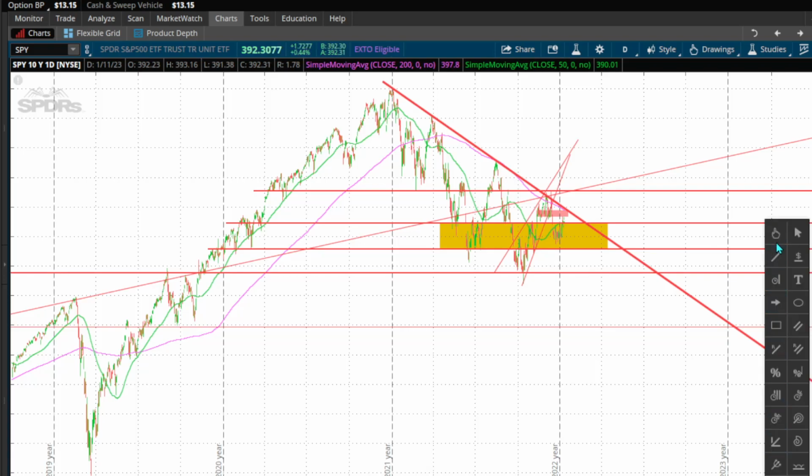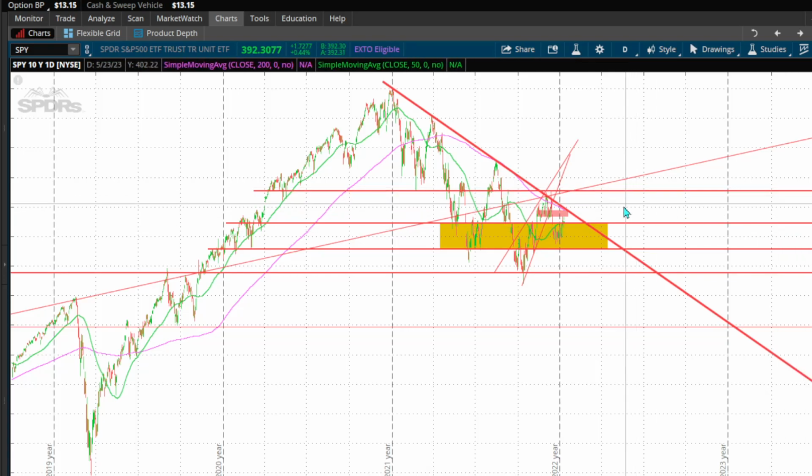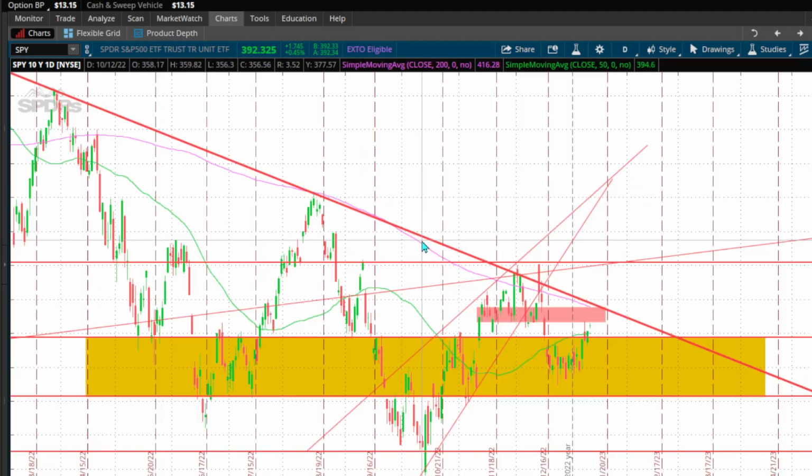So I'm just going to go ahead and zoom in right here. All right, so this is where we're currently at. There's a lot of stuff going on here. The first thing I want to note is this yellow zone. This yellow zone is a very strong chop zone.